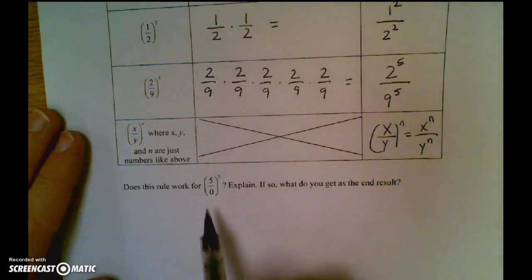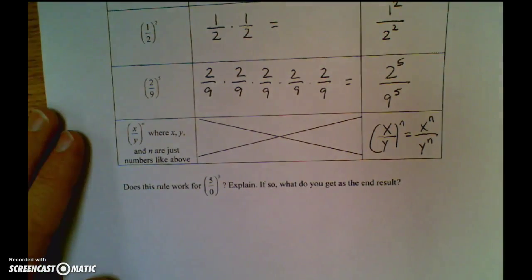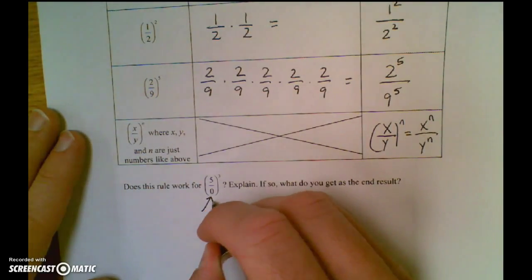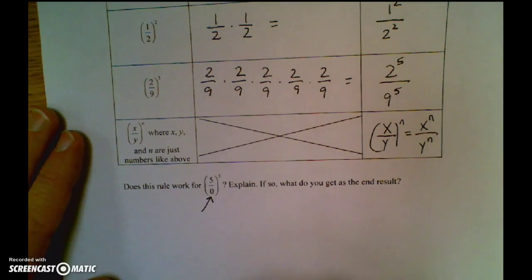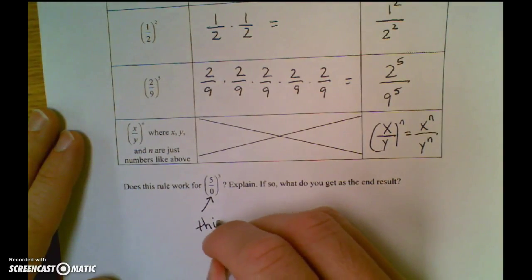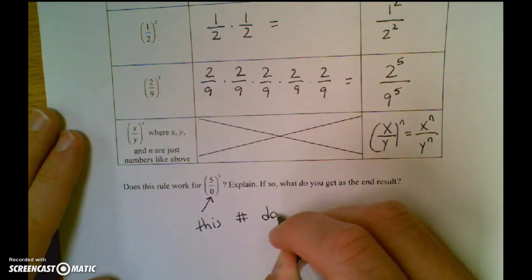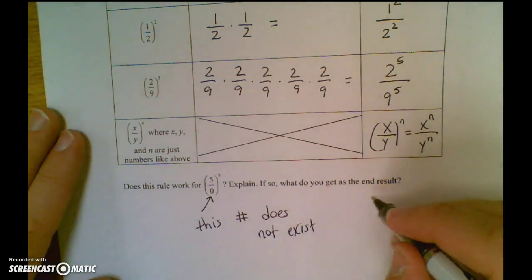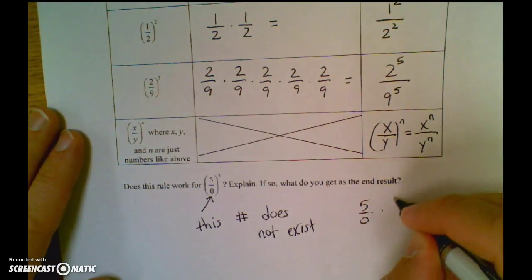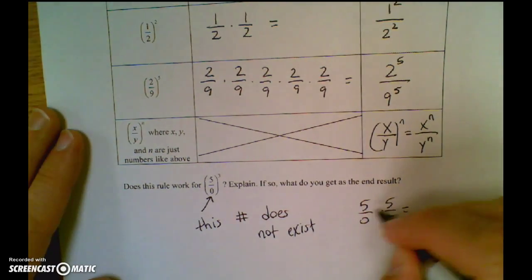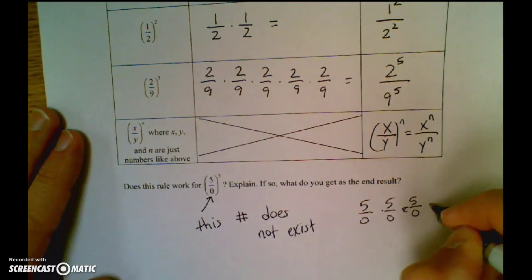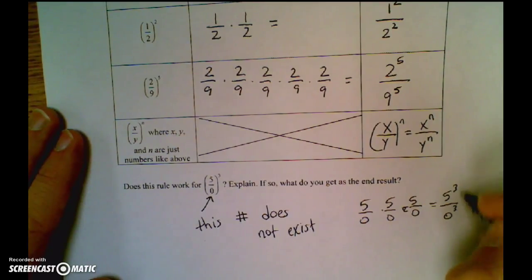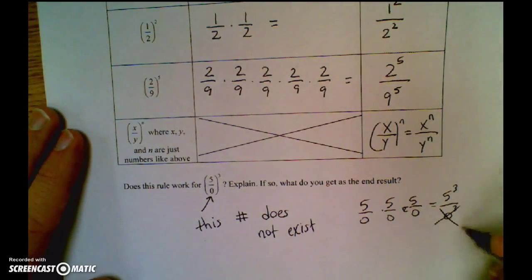So does this rule work for this number? Explain. If so, what do you get as the end result? Well, the rule works, but the issue is you can't have a denominator of 0. So this number does not exist. I could use the rule. It'd be 5 over 0 times 5 over 0 times 5 over 0. You'd get 5 to the 3rd over 0 to the 3rd. But again, you can't do it because you can't have 0 in your denominator.